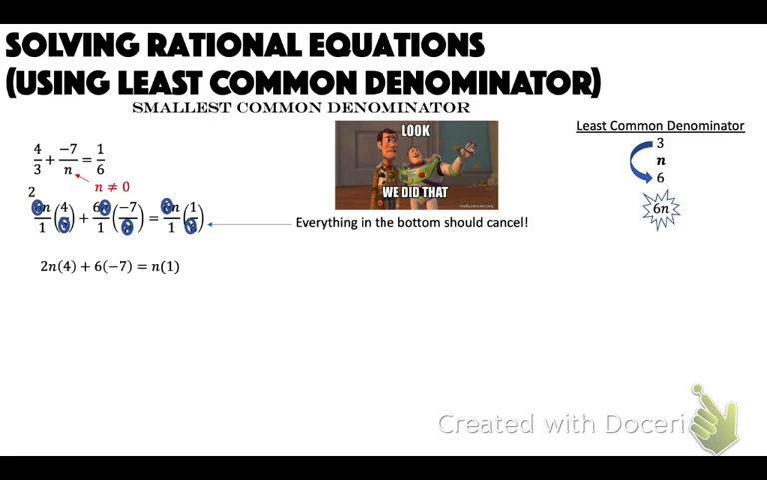So I'm left with 2n times 4 plus 6 times negative 7 equals n times 1. So that's 8n minus 42 equals n. So negative 7n equals negative 42. So n equals 6. Okay, not too bad. Let's do another.